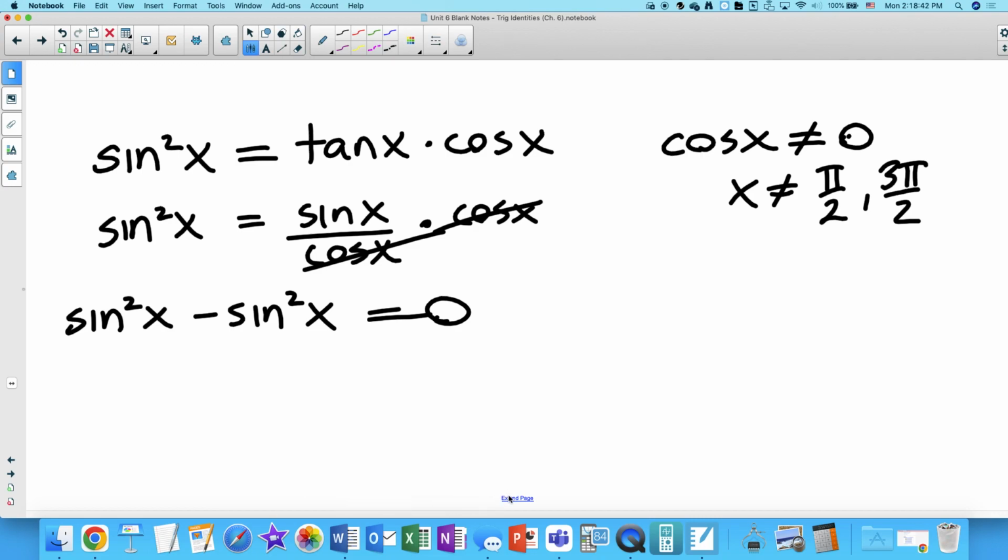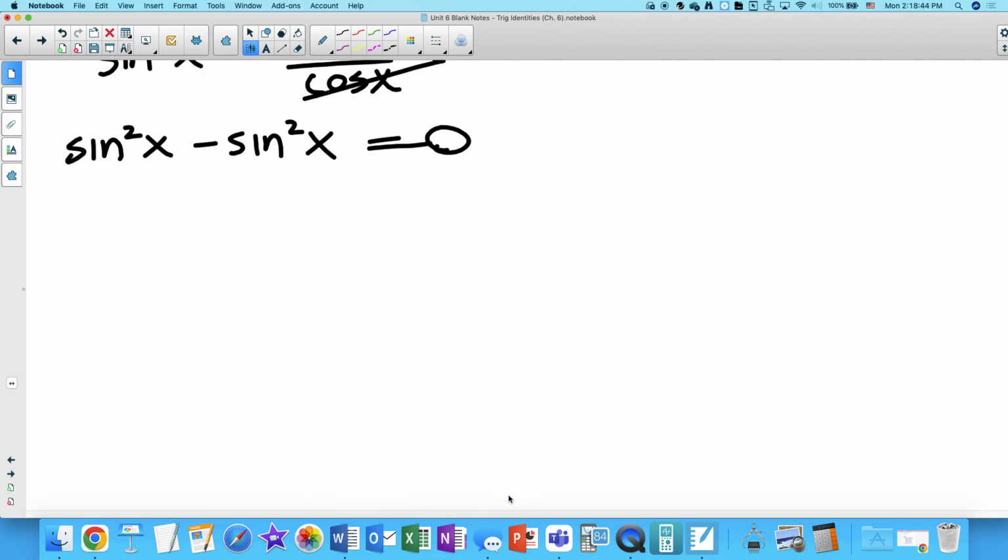Oh, sorry. There we go, just sine x. My bad. Now I can factor. There's a common factor of sine x, so I can take that out. And I'm left with sine x minus 1.